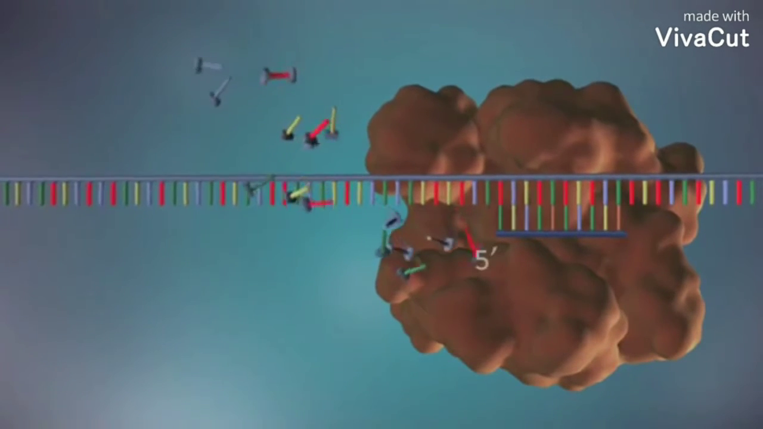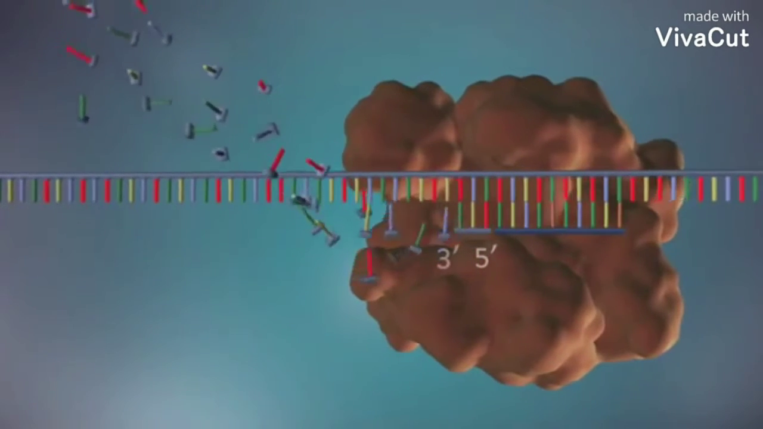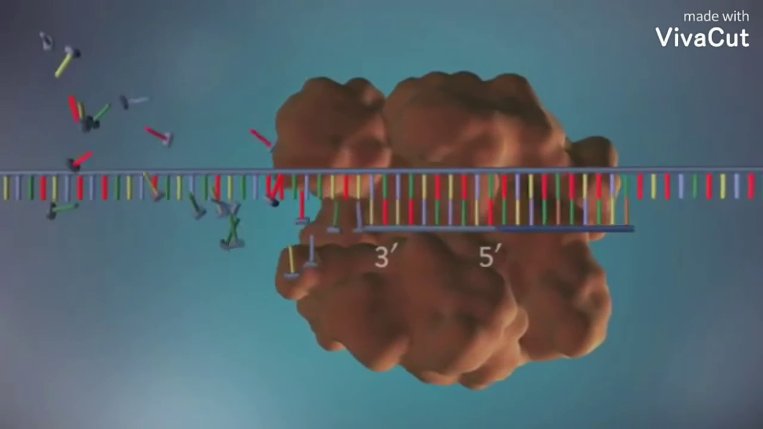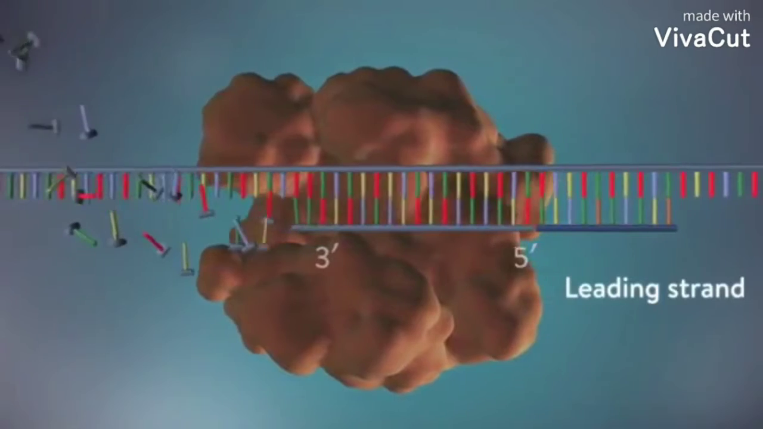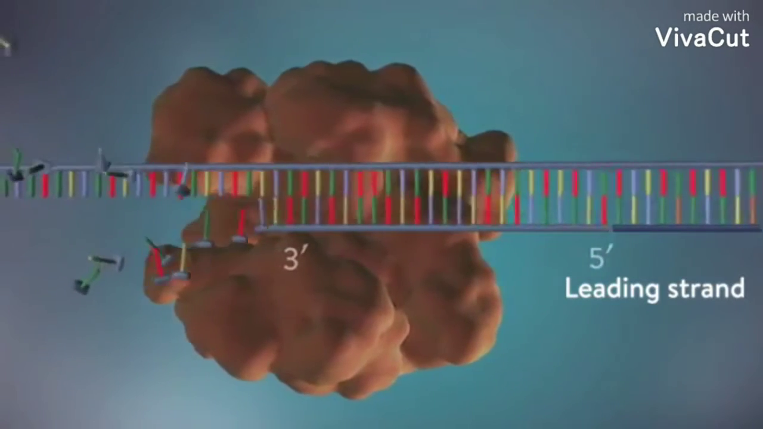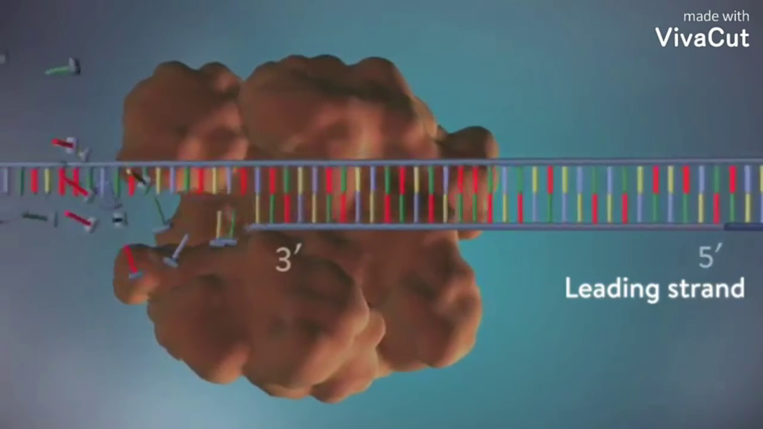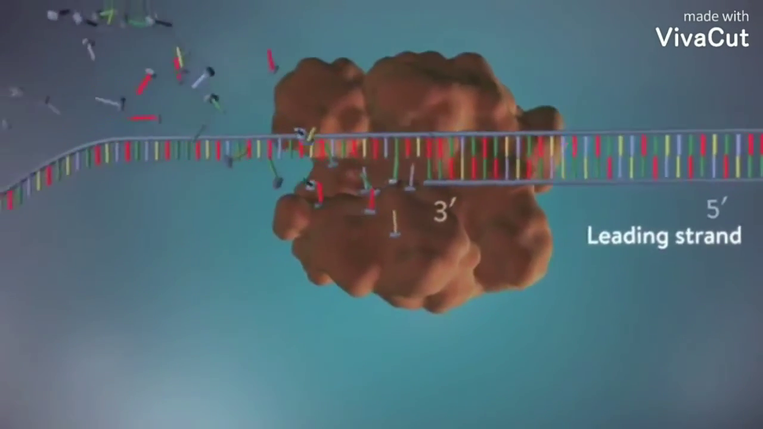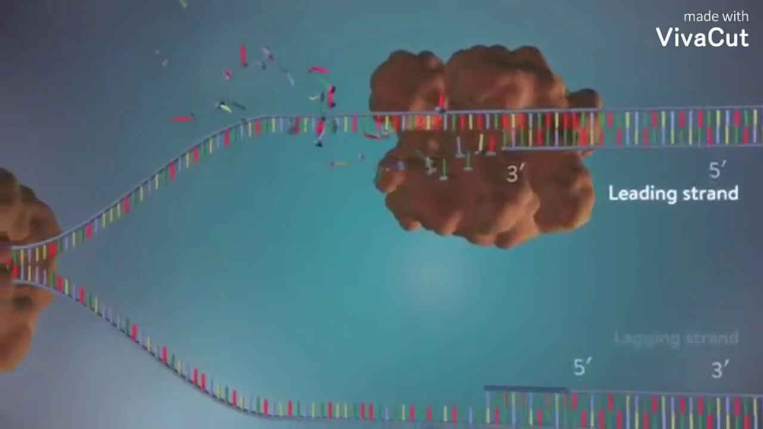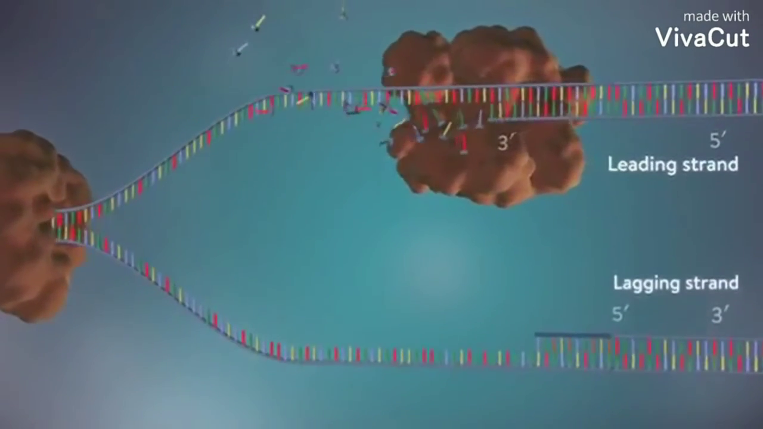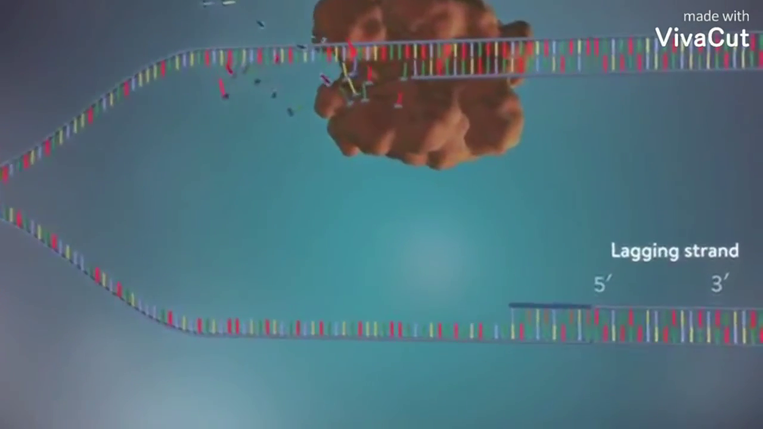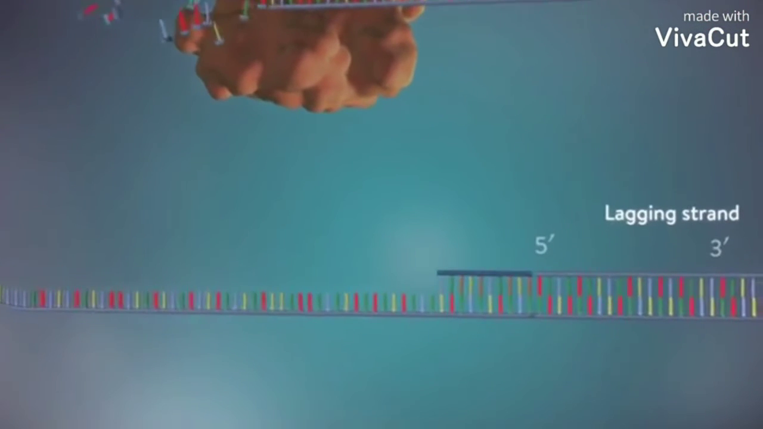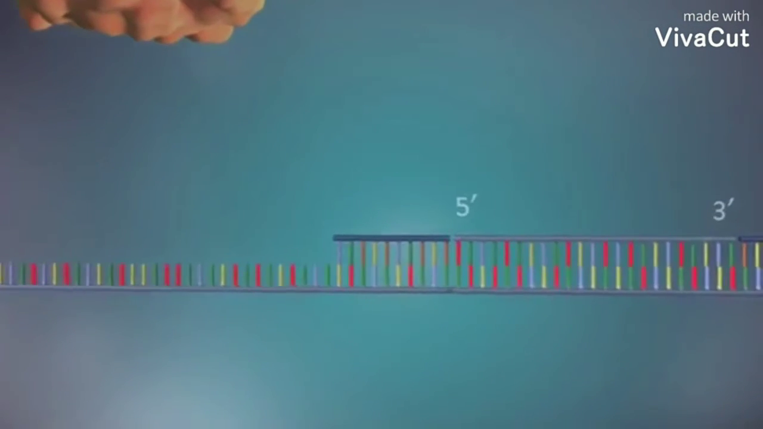DNA polymerase III can only add DNA bases in one direction, from the 5' to the 3' end. One of the new strands of DNA is called the leading strand. This is the strand which is formed continuously, but the opposite strand is called the lagging strand, and it cannot be made in this continuous way because it runs in the opposite direction.